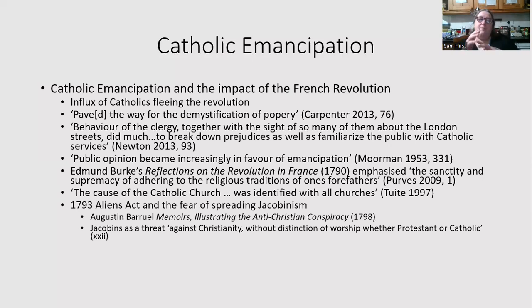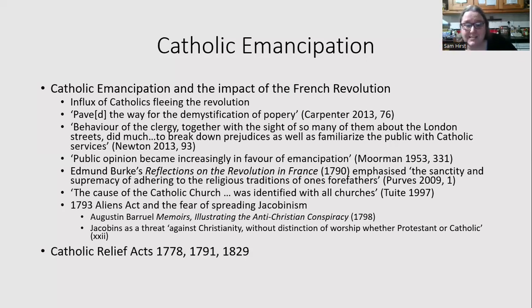If you read Heuveler particularly, she'll point to the 1793 Aliens Act and the fear of spreading Jacobinism to suggest that there was still this kind of virulent anti-Catholicism. But it's worth noting that the Aliens Act, which cut down on the number of refugees that were accepted, was connected to the fear of a spreading Jacobinism, which was explicitly understood as anti-Catholic. So Augustin Barruel's memoirs illustrating the anti-Christian conspiracy from 1798 says that Jacobins are a threat because they're against Christianity without distinction of worship, whether Protestant or Catholic.